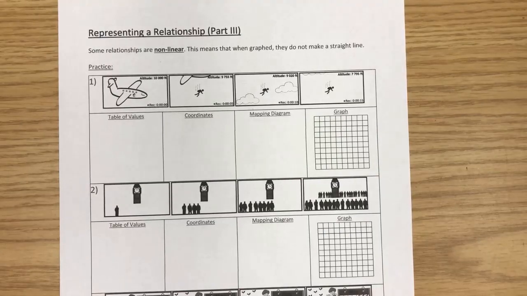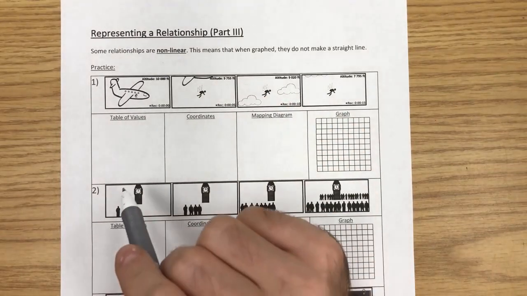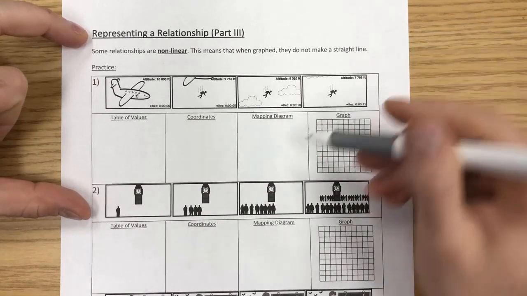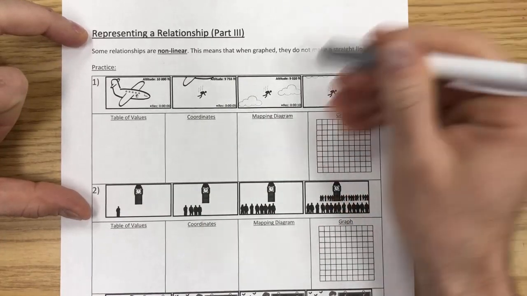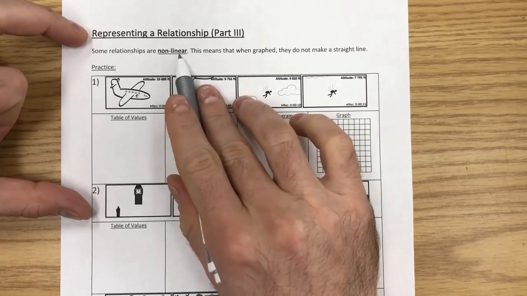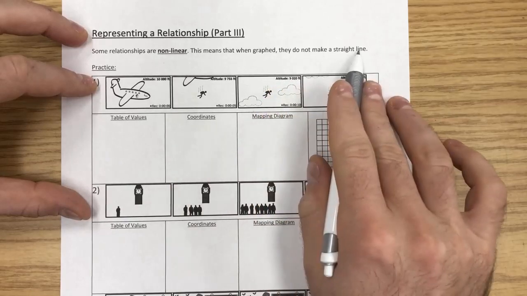So today we're going to be representing a relationship that is nonlinear. This is the third part in the series of representing different types of relationships. So far we've graphed linear lines going up and negative lines going down. Now we're going to be graphing nonlinear graphs. And quite literally that just means they don't make a straight line.